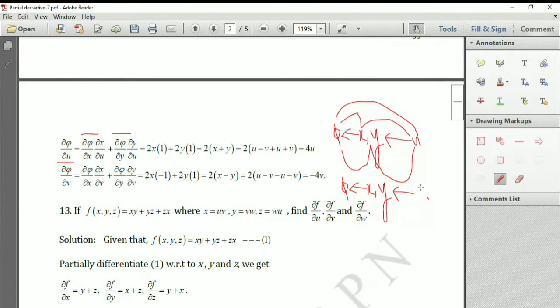We know that whenever there is a change in v, your x and y also change, because x is u minus v and y is u plus v. If there is a change in the value of v, there will be a change in the values of x and y also. Hence, there is a change in the value of phi also. So what is your dou phi by dou v? It is dou phi by dou x into dou x by dou v plus dou phi by dou y into dou y by dou v. That is your second term.